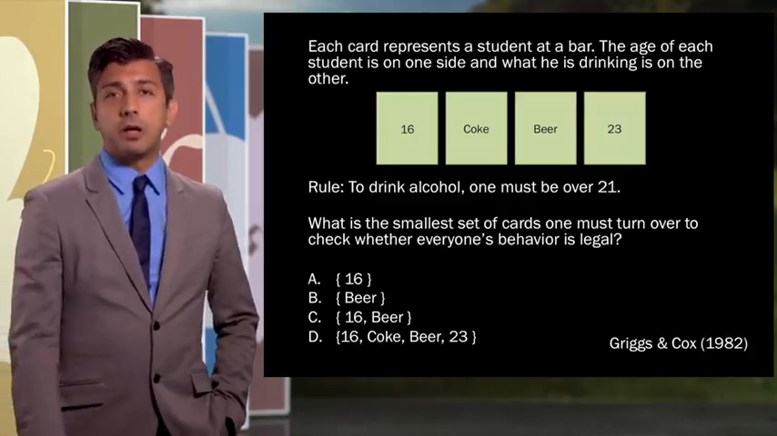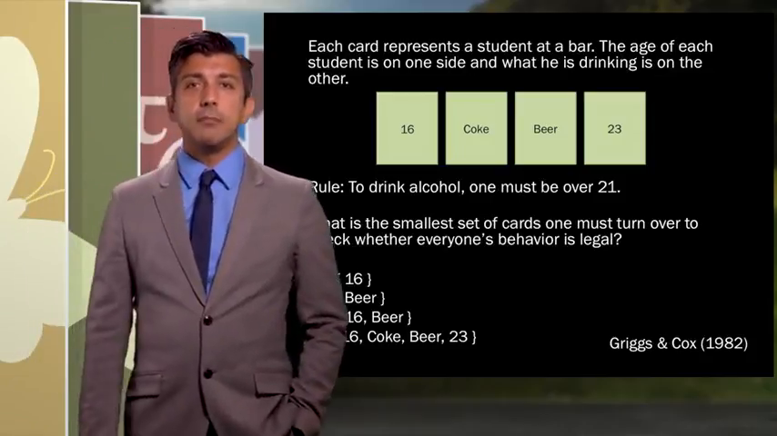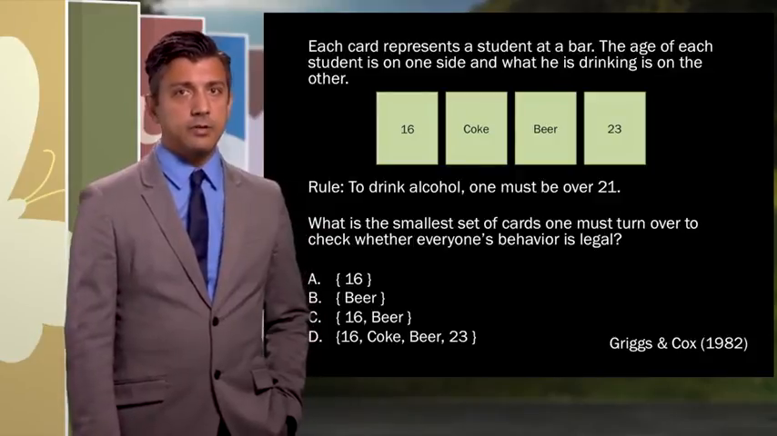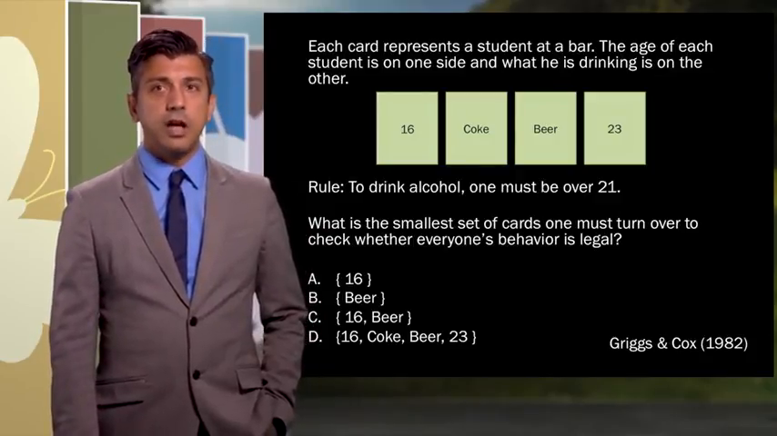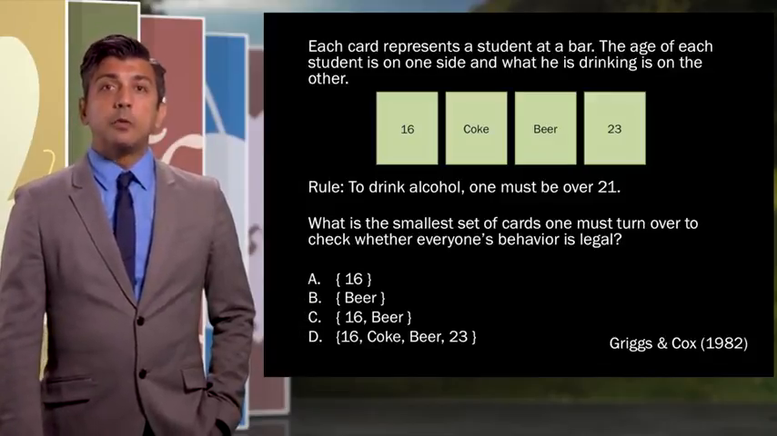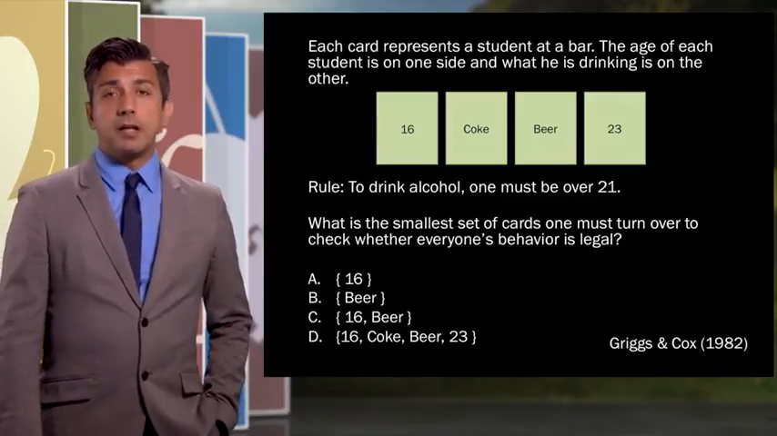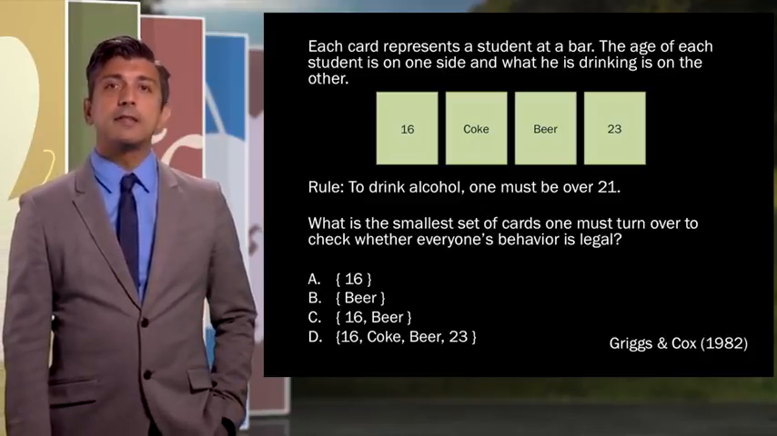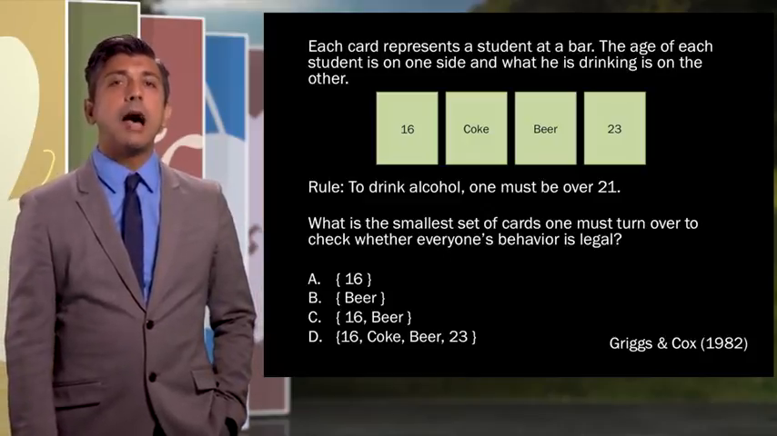Now, this is a much easier problem. Most people can easily, immediately see that we are concerned about the minor, 16, and the person who's drinking alcohol, to check whether they are at least 21. And so people do much better on this problem than on the other problem. But if you think about it, these two problems are very similar. They're not identical, but they are isomorphic.